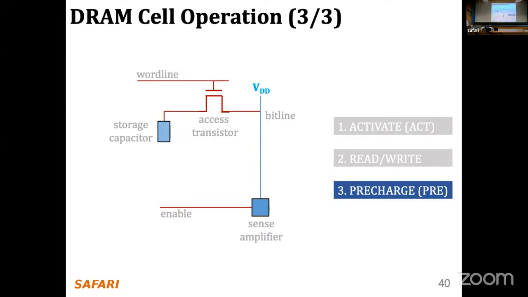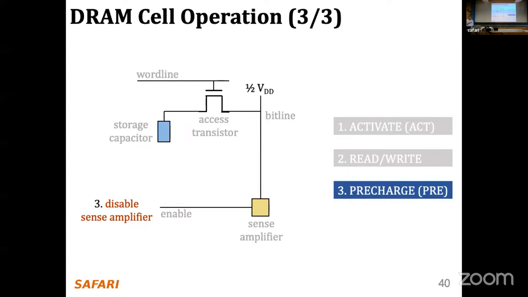The precharge command is basically going to restore everything to the initial state that I started with. So it's going to disable the word line, it's going to disable the sense amplifier, and it's going to put the bit line voltage back to that reference voltage, half of VDD. Then after that, the DRAM sense amplifier can receive a request to a different row from the one that was currently being accessed. So those are the three main components of accessing a DRAM array itself. Is there any question on how this works?